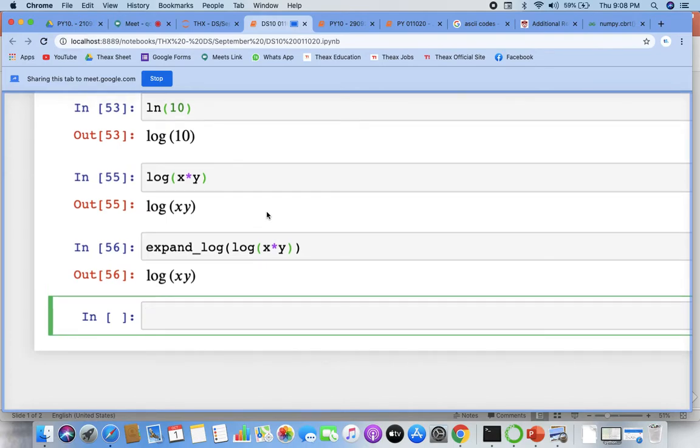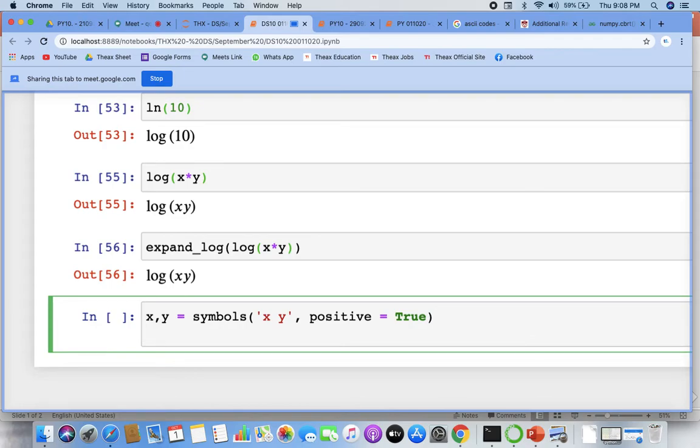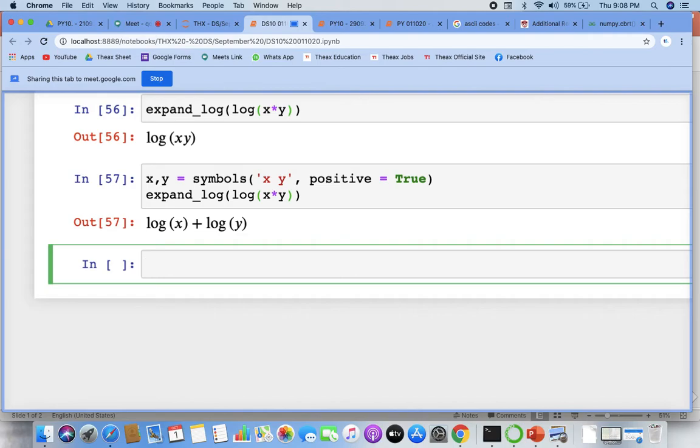Because x and y are just symbols. You have to define that x and y are positive symbols. How? You write x and y equals symbols x and y. Don't give a comma, give a gap, that's it. But you say positive equals true. These are positive symbols, not real. You can even take real equals true. Now if you say expand log of xy, it will give you log x plus log y.